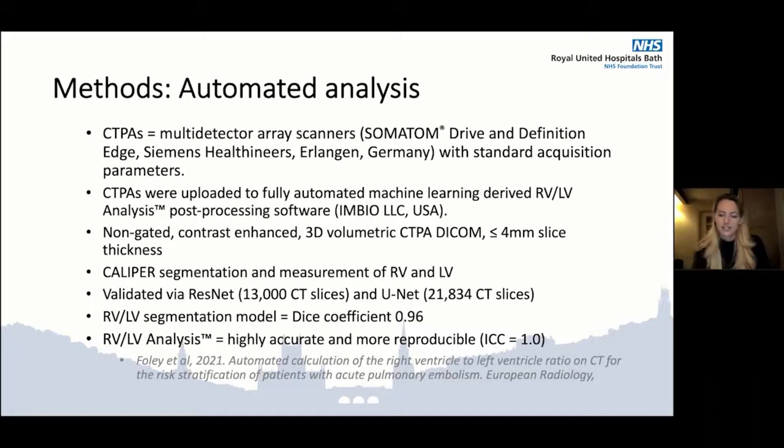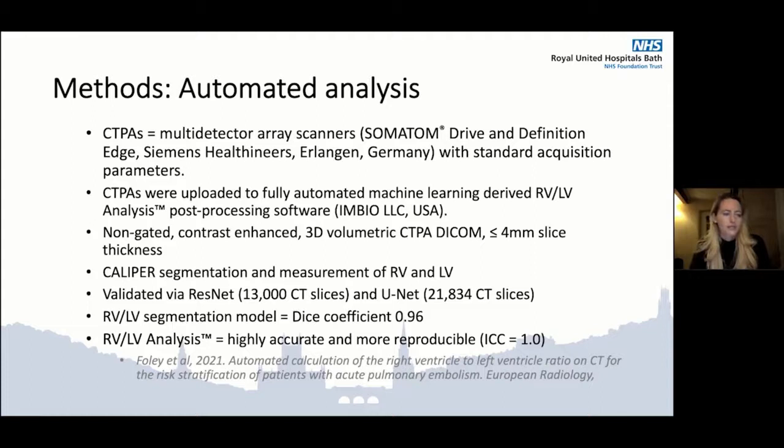CTPAs were performed on a multi-detector array of scanners with standard acquisition parameters, then uploaded to Emboli's fully automated machine learning-derived RV-LV analysis software. This utilizes non-gated, contrast-enhanced 3D volumetric CTPA images in a DICOM format with no manual user input or intervention required. The software uses an 18-convolutional layer neural network called ResNet-18 to detect the left ventricle and the right ventricle, and identify appropriate slices for segmentation.